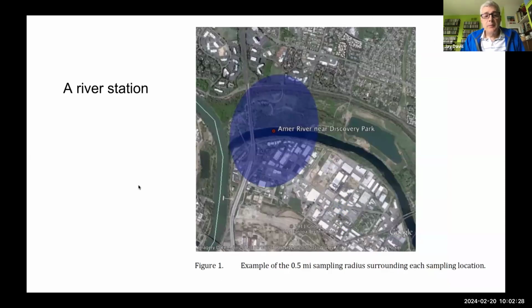River stations, different scenario, obviously. Wes is going to talk about the numbers of stations per mile, but we use the same kind of concept with a half-mile sampling radius around the designated location. So this is the American River near Discovery Park, and we go up and down the river here to get the number of fish that we need. So it's not just one point. It is necessary to be able to move around to find the fish and get the numbers that are needed.